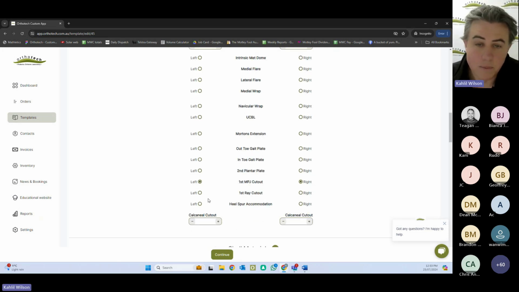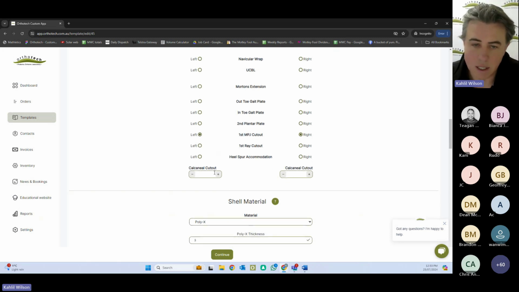Sometimes a met dome or a first MPJ cutout are beneficial. Again, sometimes you get that plantar flexed first ray dropping down, can be rigid. So we tend to give it the space it needs to sit slightly dropped.